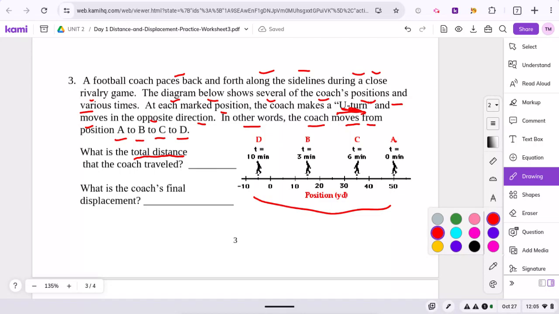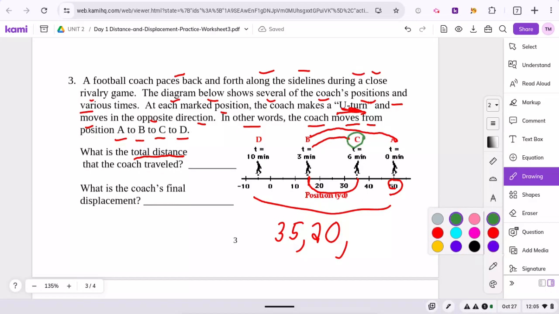So he's starting here, and then he gets to B, A to B. That's 50 to 15. So he started at 50 and went to 15. That's going to be a total of 35 so far. Then he went from B to C, and he was at 15 here, and he's getting to 35. 15 to 35 is a difference of 20.